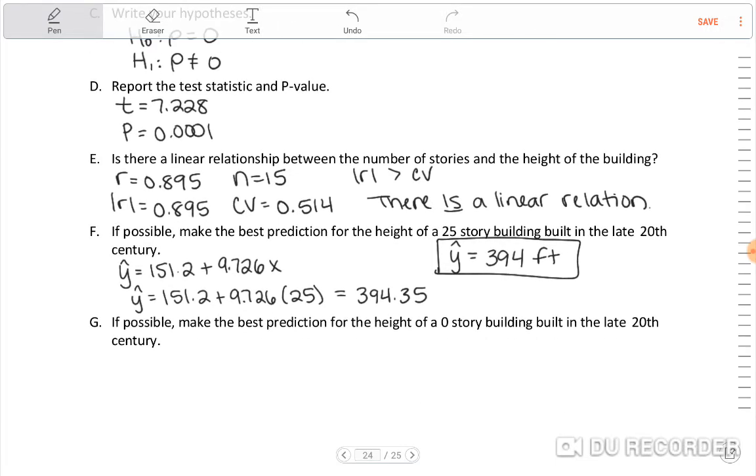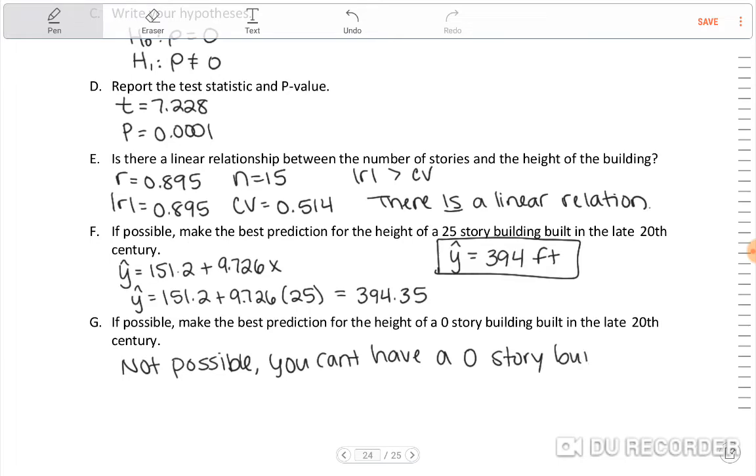Make the best prediction for a height of a 0-story building. Okay, well, not possible. Not possible. You can't have a 0-story building.